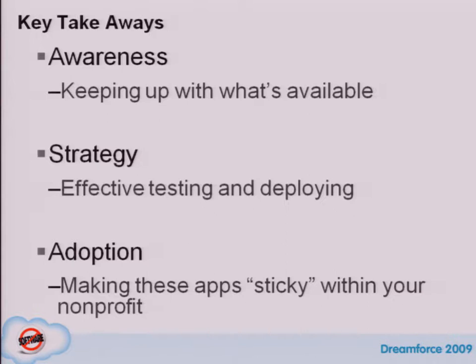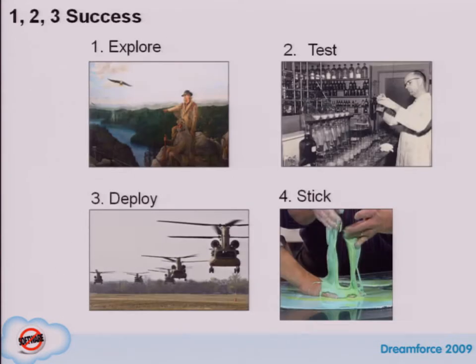So key takeaways. Awareness: we talked about how to keep up with what's available, all those websites, all those blogs. Strategy: test and deploy. Use those sandboxes. Don't be shy. And then make those apps sticky within your nonprofit. And I'll turn it back to Lindsay. Thanks, everybody.